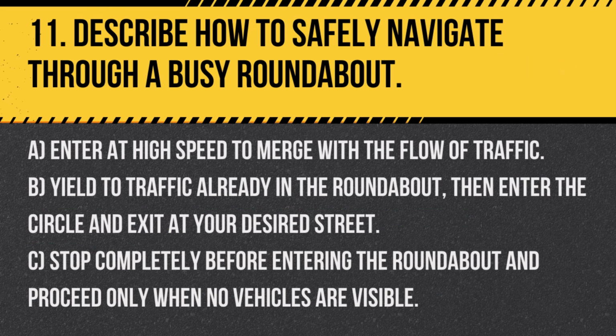Question 11. Describe how to safely navigate through a busy roundabout. A. Enter at high speed to merge with the flow of traffic. B. Yield to traffic already in the roundabout, then enter the circle and exit at your desired street. C. Stop completely before entering the roundabout and proceed only when no vehicles are visible.